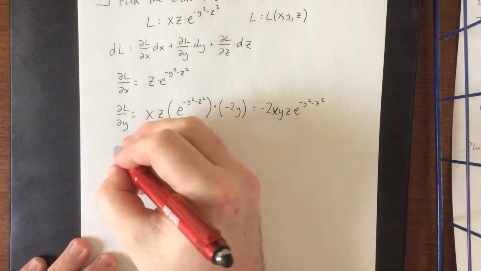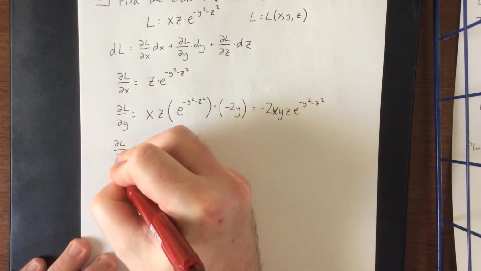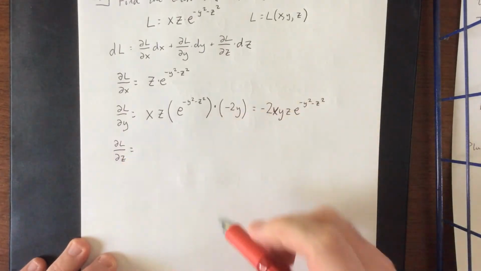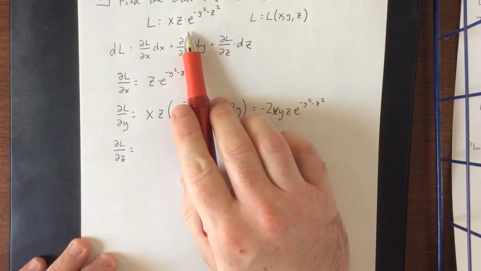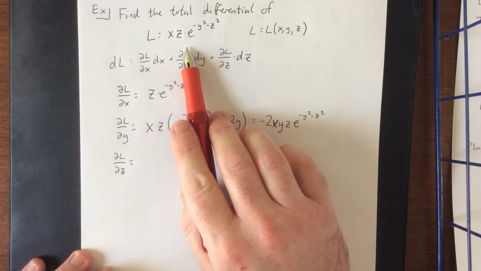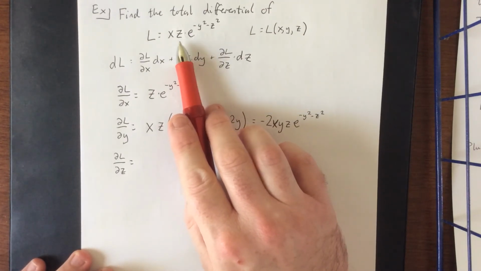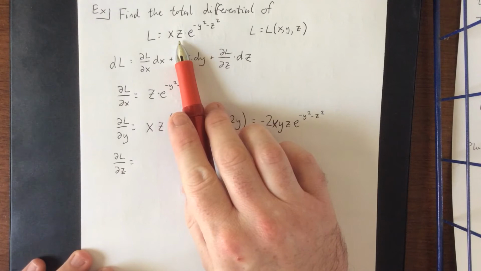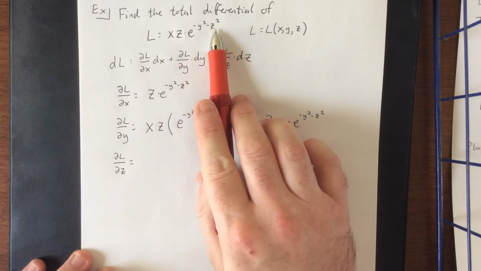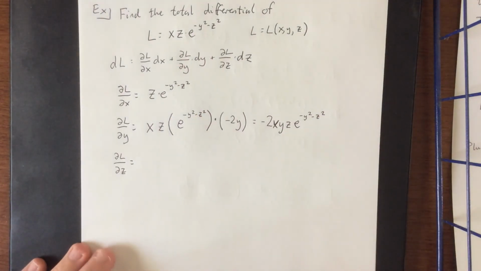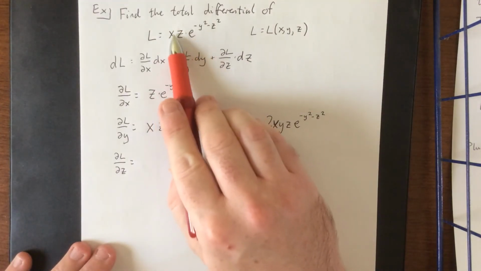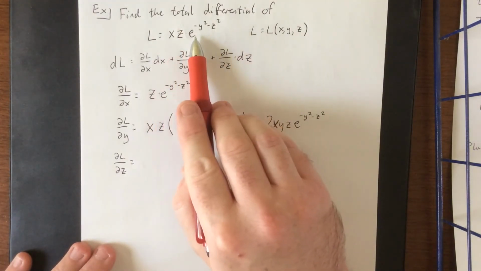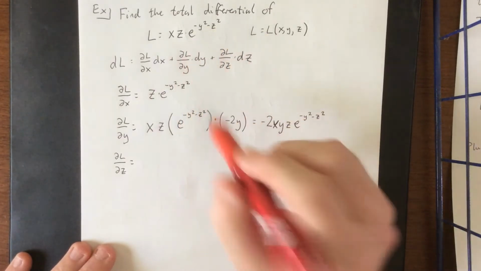Now we've gotten to what I would consider the only real challenging partial derivative for this one, which is the partial of L with respect to z. Taking a look back at the original function, we have two instances of z, one as part of the coefficient of the exponential and one as part of the exponential. As such, we are going to need to make use of the product rule. We'll treat this as the product of xz and e to the negative y squared minus z squared.